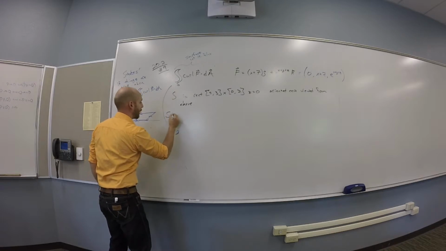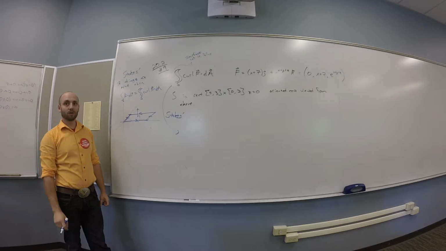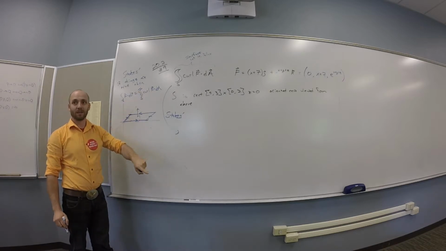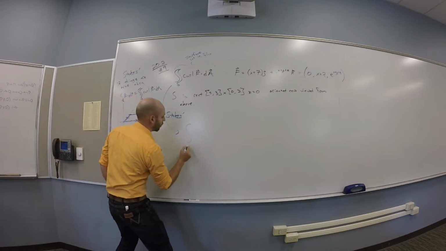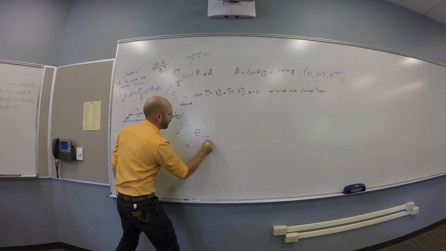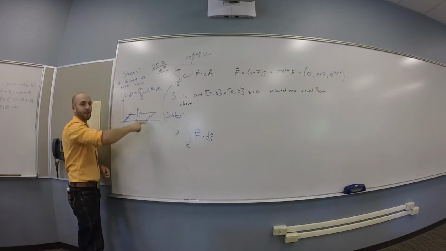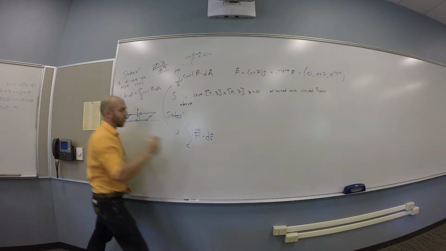I'm going to hit this with my big hammer. So Stokes says that that is the same as the line integral. So I can do the integral over C of F dotted with dr, where C is this curve around the outside edge now. You guys see that?